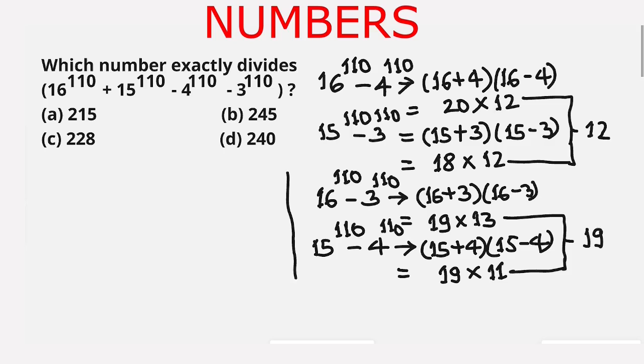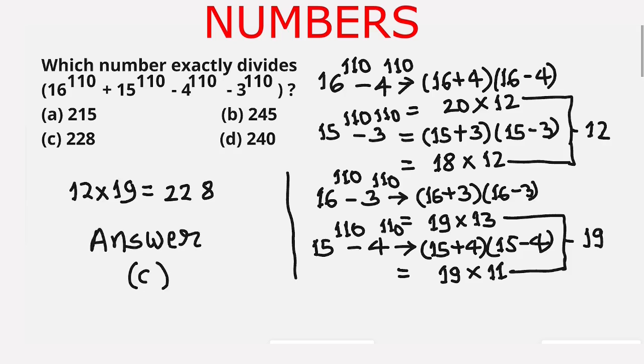Now we multiply these two common factors. 12 multiplied by 19, and 19 times 2 is 38. We write 8 and carry 3. 19 times 1 is 19 plus 3 is 22. So the common factor we get is 228. It means that 228 completely divides the given number, and from the given options our answer is option C, 228.